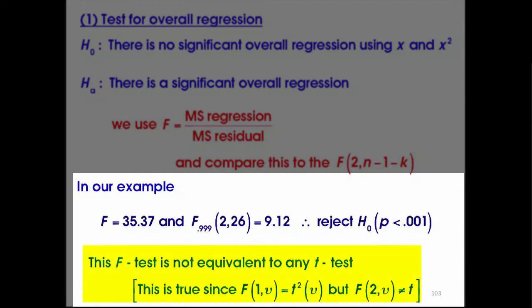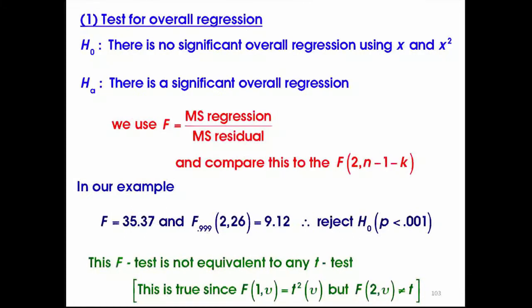Now, this F test is not equivalent to any t-test. And the reason is that when you have an F with 1 and something degrees of freedom, there is a corresponding t-distribution. But for an F with 2 and something degrees of freedom, there is no corresponding t-distribution.